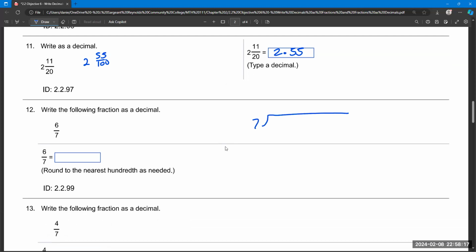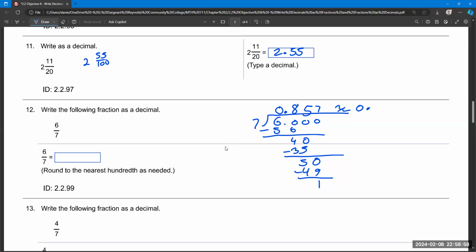7 goes into 6.000. To the nearest hundredth, I need to go out to the thousandths to round correctly. So this is going to be 8, 56 here. Subtract and get 4, bring down the 0 to get 40. Then this is going to be 5 times 7 is 35. Subtract and get 5. 7 goes into 50 7 times, 49. And this means that this is about 0.86.